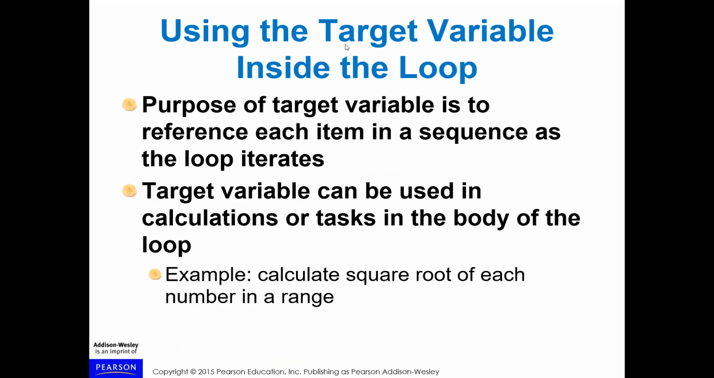So using the target variable inside the loop, the purpose of the target variable is to reference each item in a sequence as the loop iterates. So that's the scoop in the ice cream analogy. The target variable can be used in calculations or tasks in the body of the loop. Again, the target variable is the scoop, and you pour everything into the print bowl, if you will. And so you're carrying the value that way from the list to wherever you want to use it inside the for loop.